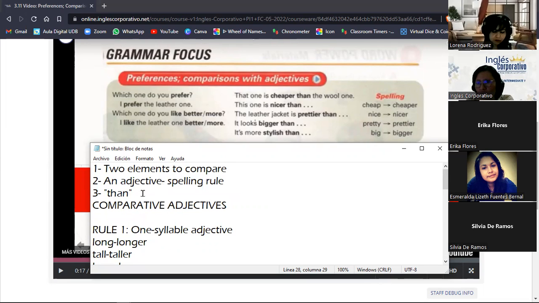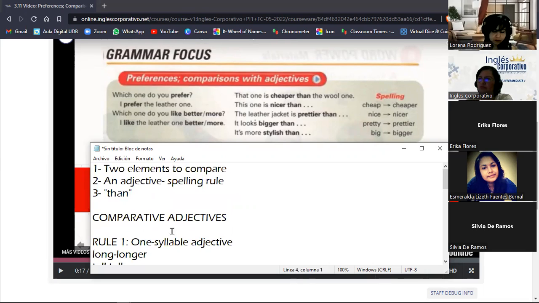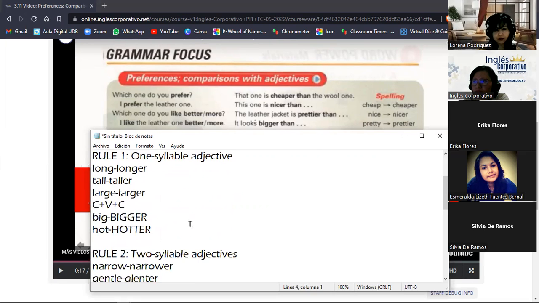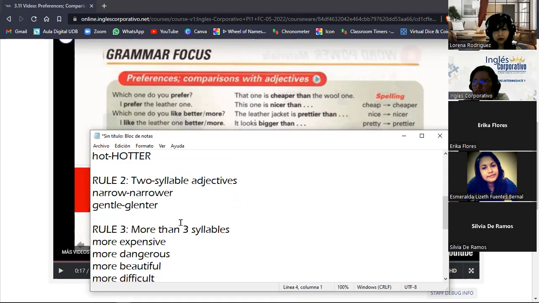Tenemos 5. Perdón, dígame, Lorena. No solamente en gentle, the comparison is correct. Gentler. Ajá. Ah, no, no, aquí está al revés, ¿verdad? Ahí está. Okay. Thank you so much.